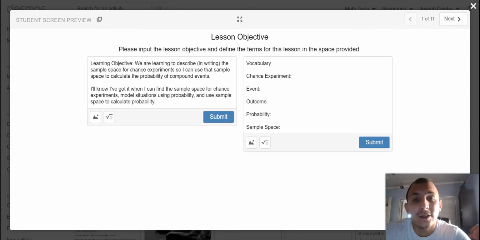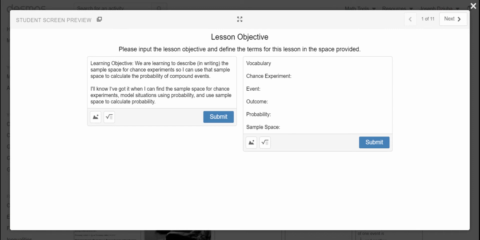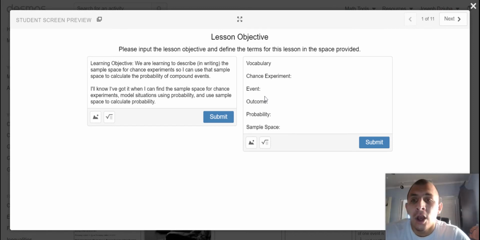All right, welcome back to lesson two, where we're going to spend some time talking about playing with probability. Today, we'll be learning to describe in writing the sample space for chance experiments, so I can use that sample space to calculate the probability of compound events.